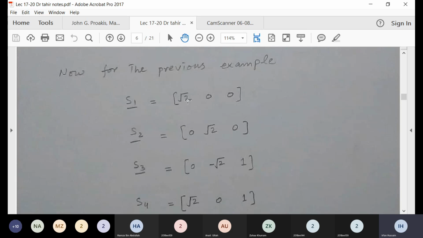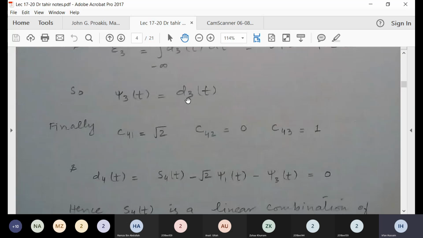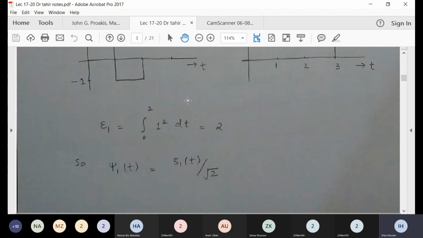So you could see that psi1 was just equal to S1 over under root 2. Just see previous notes. So psi1 comes out to be S1 over under root 2. This means that S1 is actually nothing but under root 2 into psi1. So S1 was totally represented by psi1 vector.